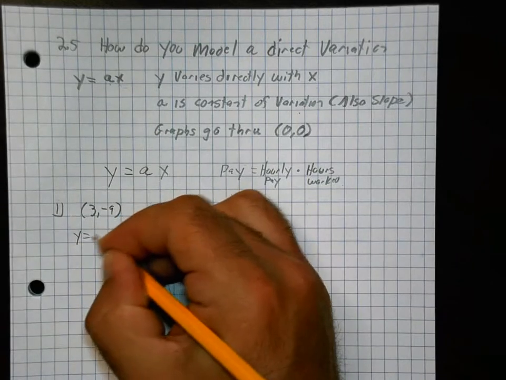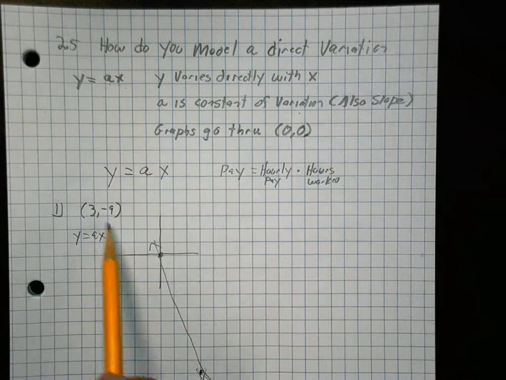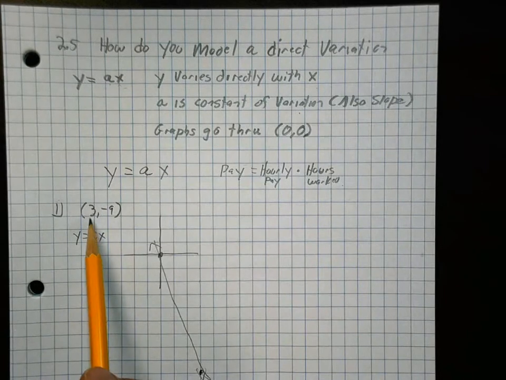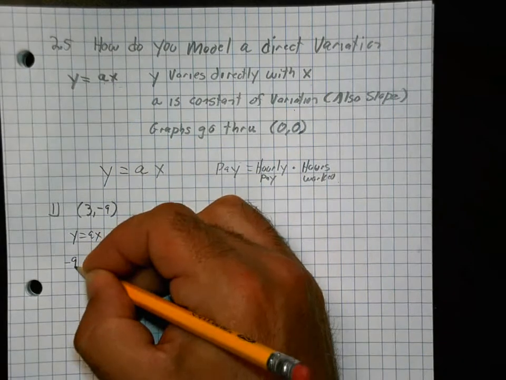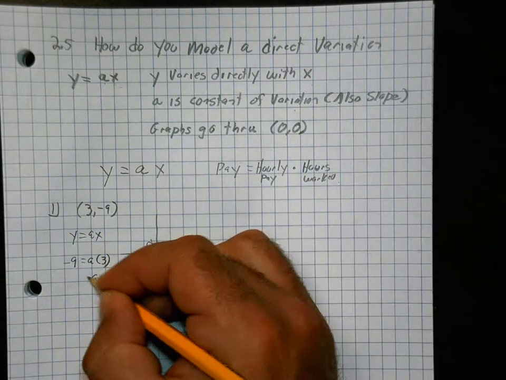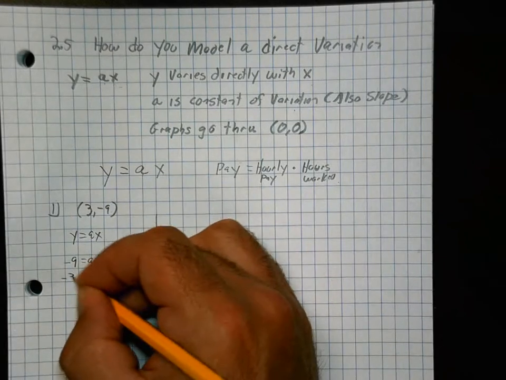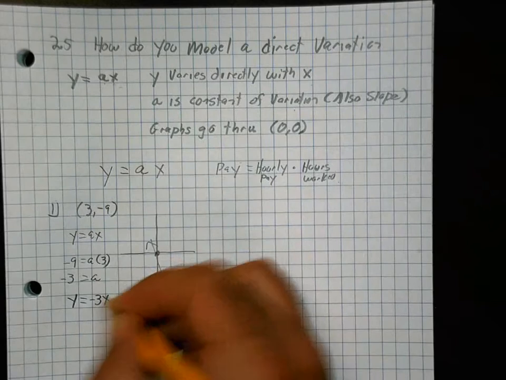But if I have y equals ax and I want to find the equation of that line, all I simply do is plug 3 in for x, -9 in for y, and solve for a. Divide both sides by 3 and I get -3. So my equation will be y equals -3x.